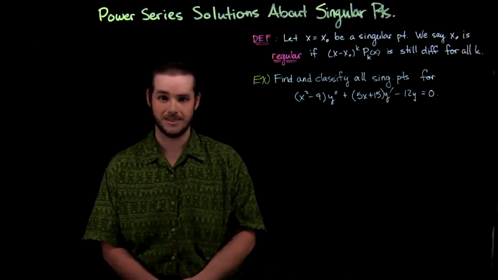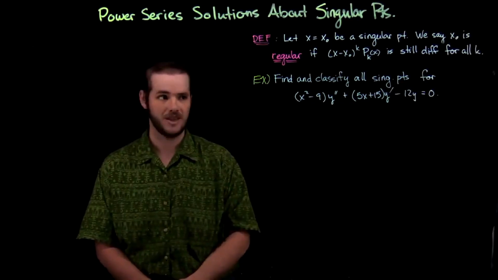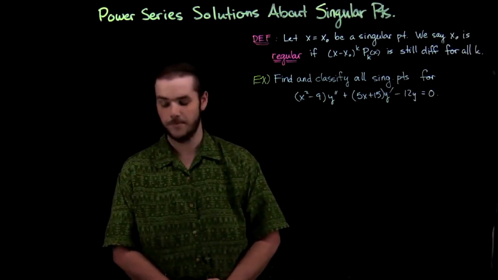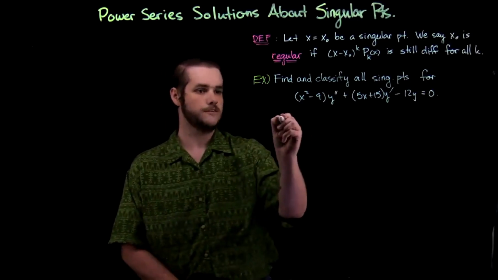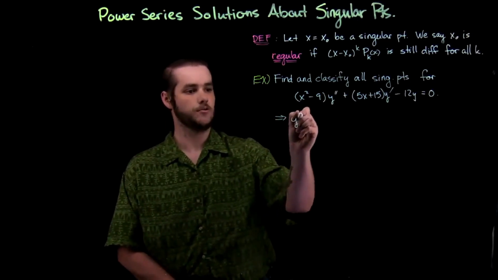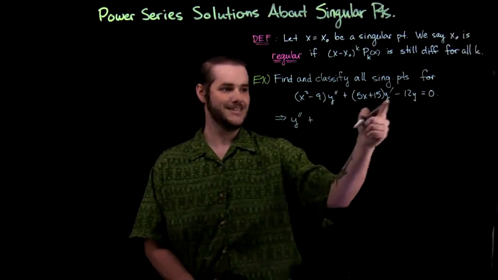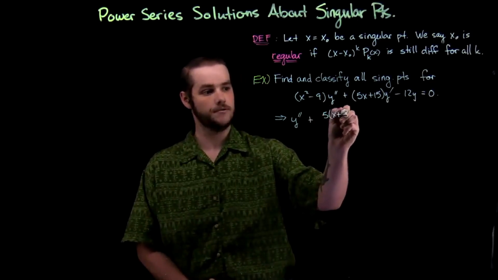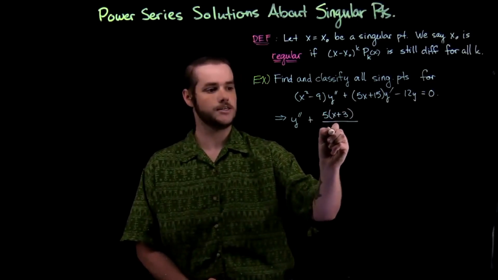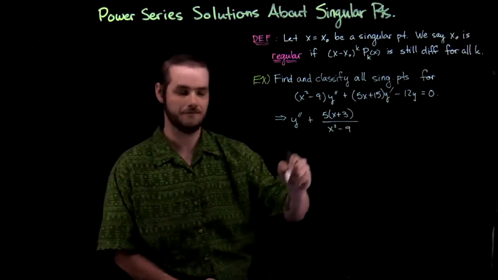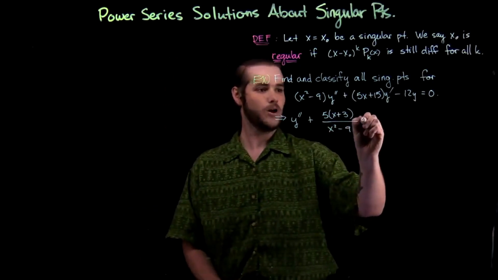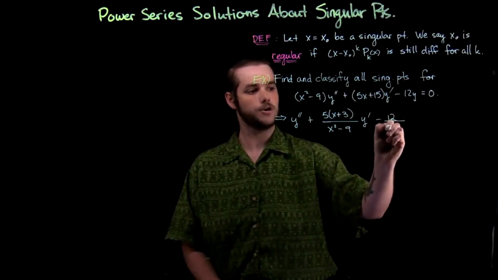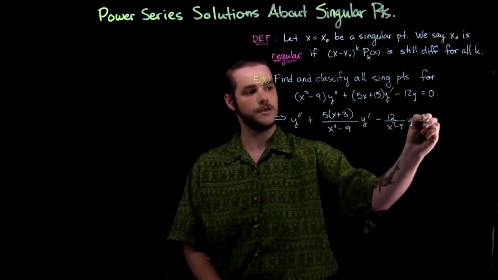So let's take a look at an example of how we would even determine that with this problem here. You'll notice this is not in standard form. That's the first place we'll start. Dividing over the x squared minus 9, I get y double prime plus, this guy factors, I'm going to leave it as 5 times (x plus 3) over (x squared minus 9), because that'll show off something in just a second, y prime minus 12 over (x squared minus 9), y equals 0.